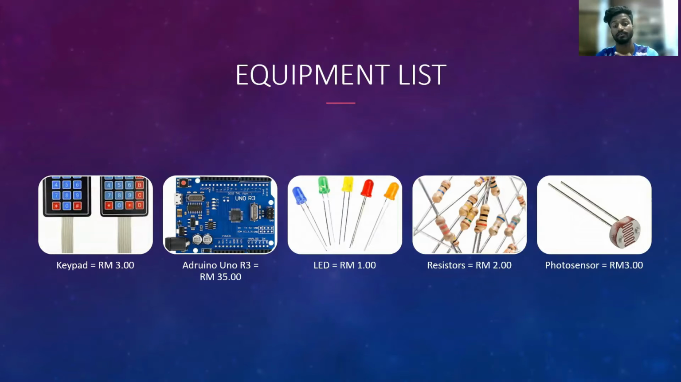Then this is the equipment list for our prototype. We bought a keypad which cost around RM3, and then an Arduino Uno R3 which cost around RM35, and then an LED light which is around RM1, and then resistors which is RM2, and then a photo sensor for our prototype which costs around RM3. Okay, and now the next slide will be explained by my friend Dinesh. Thank you.